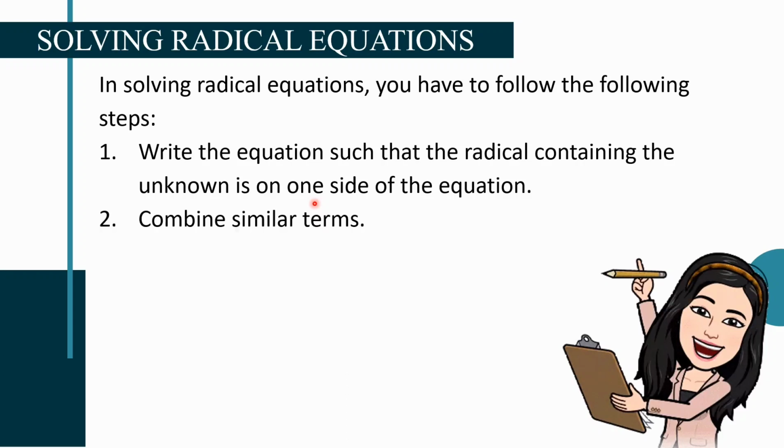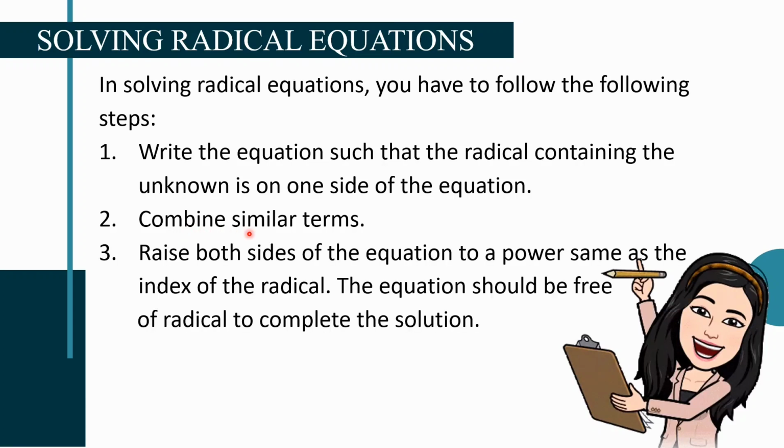Okay? Next, number 2. We have to combine similar terms. Next, after combining similar terms, we have to raise both sides of the equation to a power same as the index of the radical. So, we need to raise both sides of the equation to the power of the index of the radical. The equation should be free of radical to complete the solution.